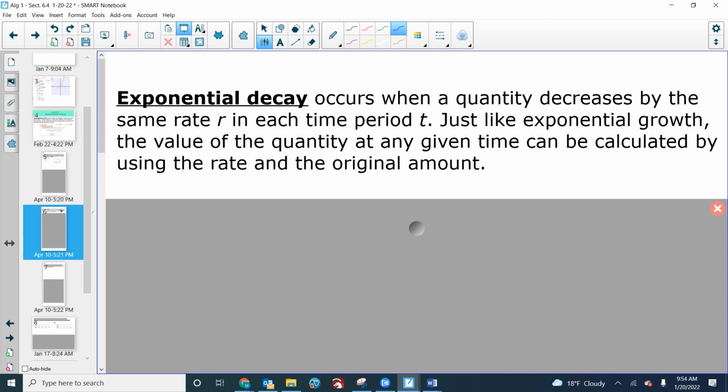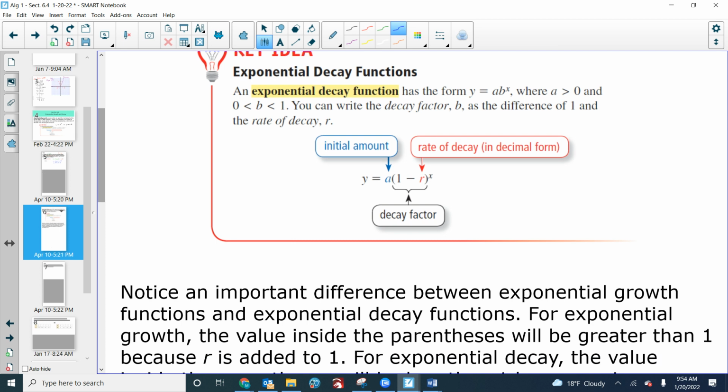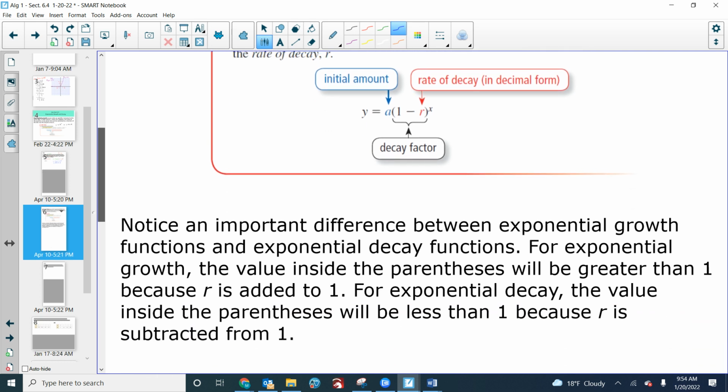All right, exponential decay works in the opposite direction. It's not growing, it's getting smaller. So instead of 1 plus r on the inside, it's going to be 1 minus r on the inside. And that r is the rate of decay, and the inside is the decay factor. Now, don't read this. I'm going to try to make it a lot easier words for you.